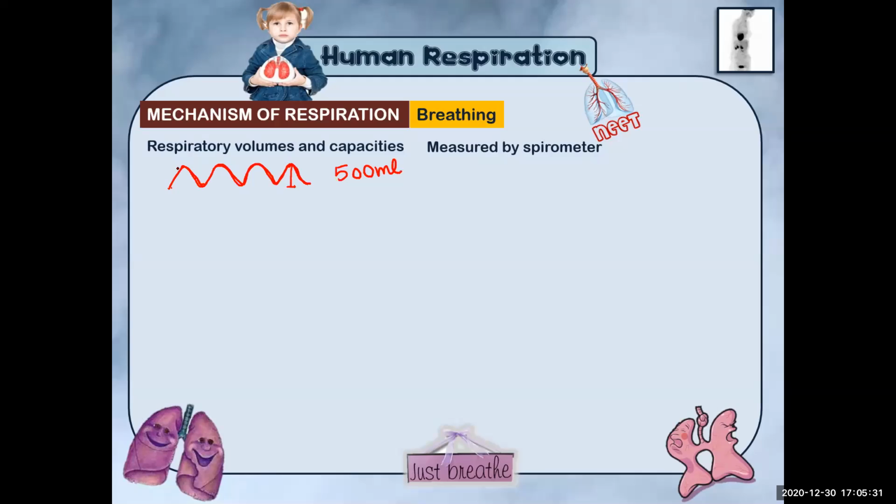It means when you breathe in 500 ml, breathe out 500 ml, breathe in 500 ml, breathe out 500 ml. Going up is breathe in, going down is breathe out, going up is breathe in, going down is breathe out. Understood? So this volume is called the tidal volume. Tidal volume happens when there is normal inspiration and normal expiration. Tidal volume measured by spirometer is 500 ml, half a liter.